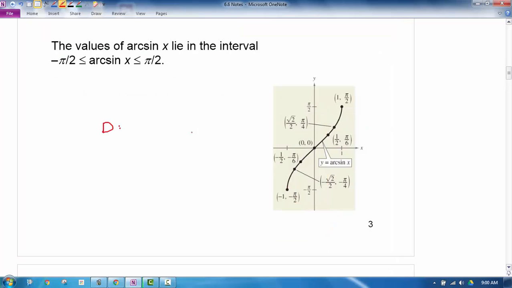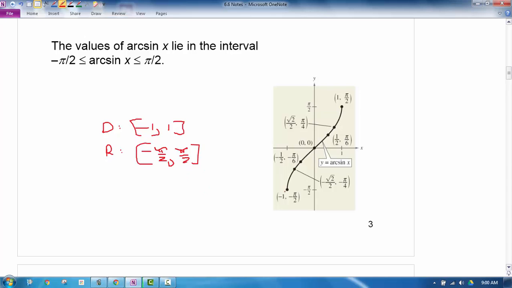Now, the really important part is that you know the domain goes from -1 to 1, and the range goes from negative pi over 2 to pi over 2. Now, that's on the formula sheet, so you don't have to memorize that, but that's really important.